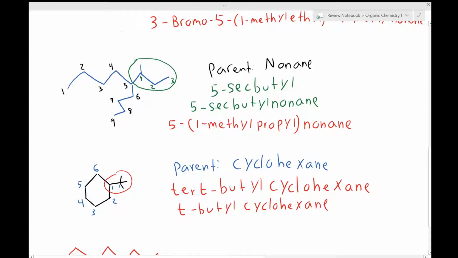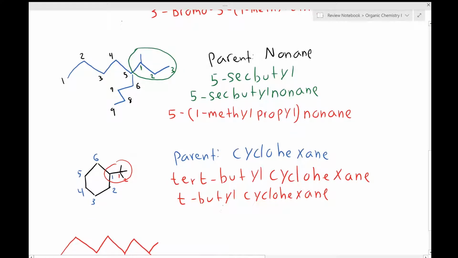If you needed to number this, you go 1 and then 2. So then we can call this, we see that there's 2 methyls attached, it's dimethyl, on our ethyl, and then keep the parent, cyclohexane.